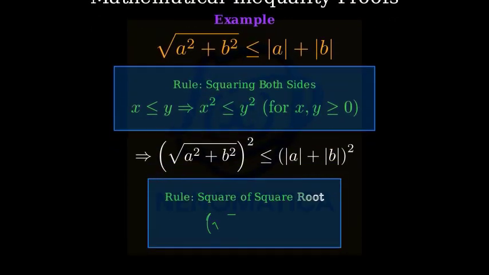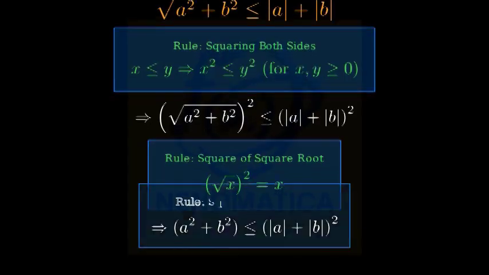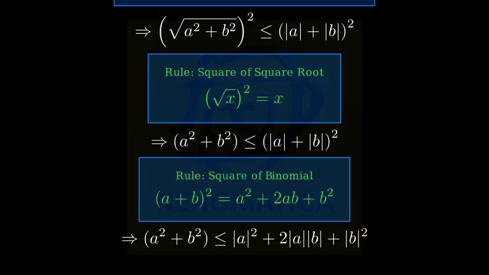Now, let's simplify the left-hand side. The square of the square root is just the expression inside the square root, so the left side becomes a squared plus b squared. Next, we'll expand the right-hand side using the square of a binomial formula. The square of the sum of two terms equals the sum of their squares plus twice their product.